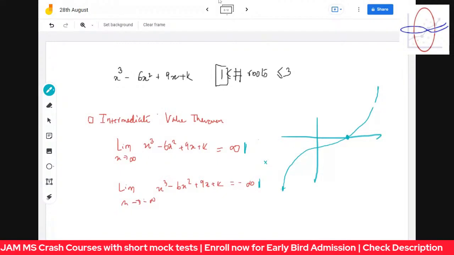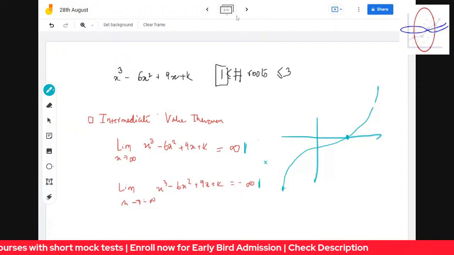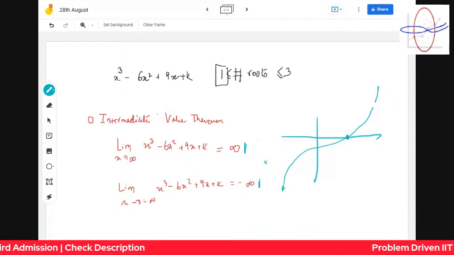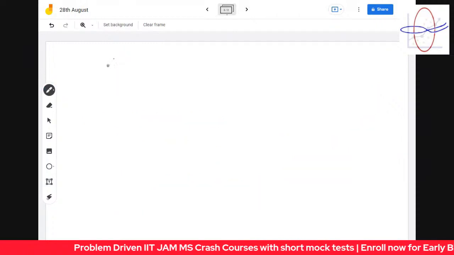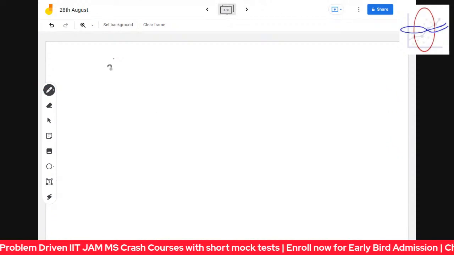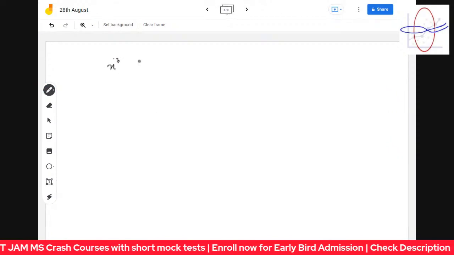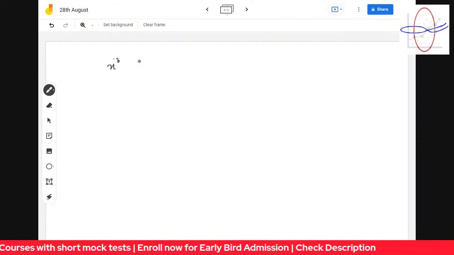It fixes the number of roots, but that may need much more sophisticated mathematical technology to understand. So let's understand the function first: x cube minus 6x squared plus 9x plus k.